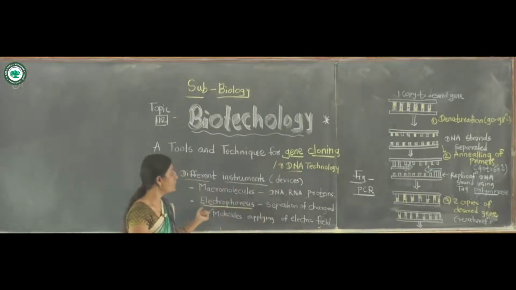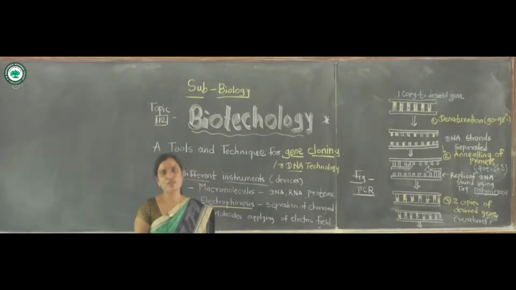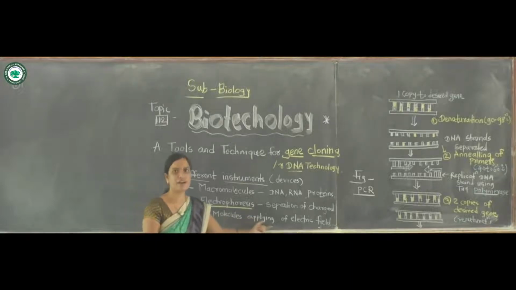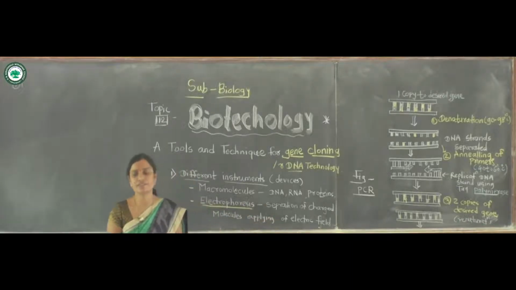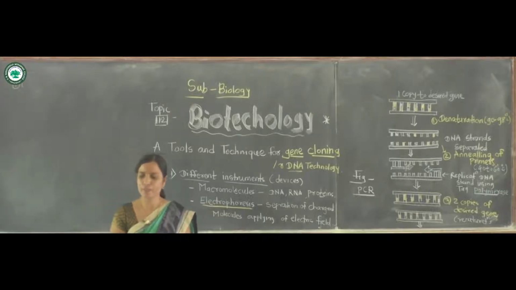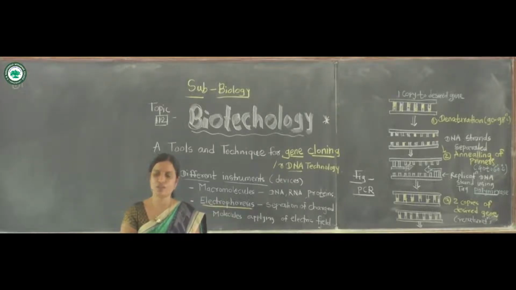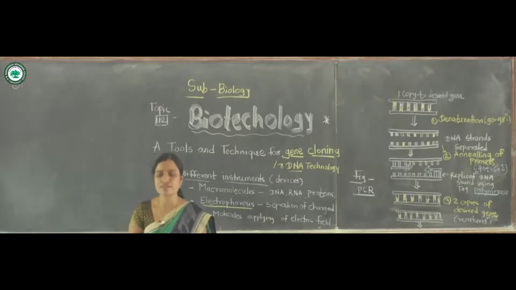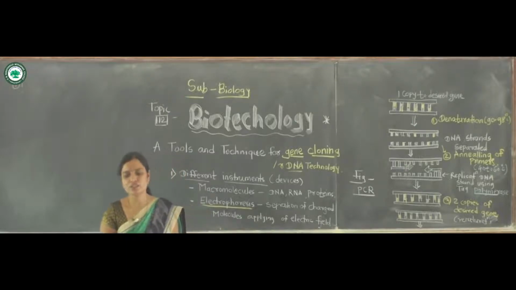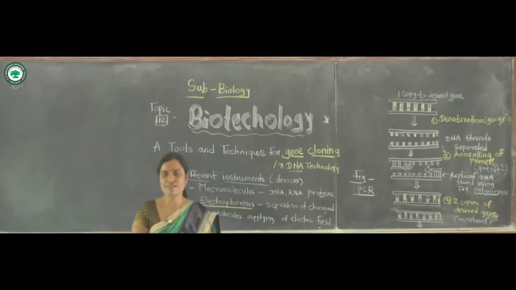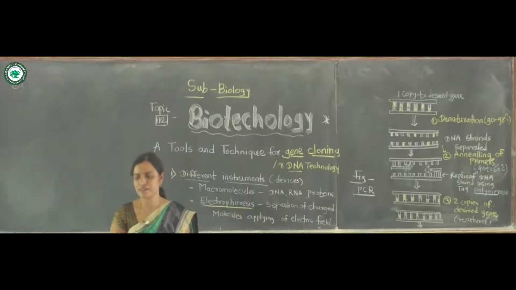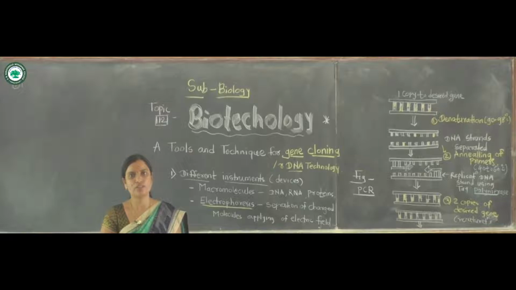And another one is electrophoresis. This is important for the separation of charged molecules by applying electric fields. Electrophoresis also separates small segments of DNA fragments, and using this technique it is a faster process that separates the gene or the DNA molecules.